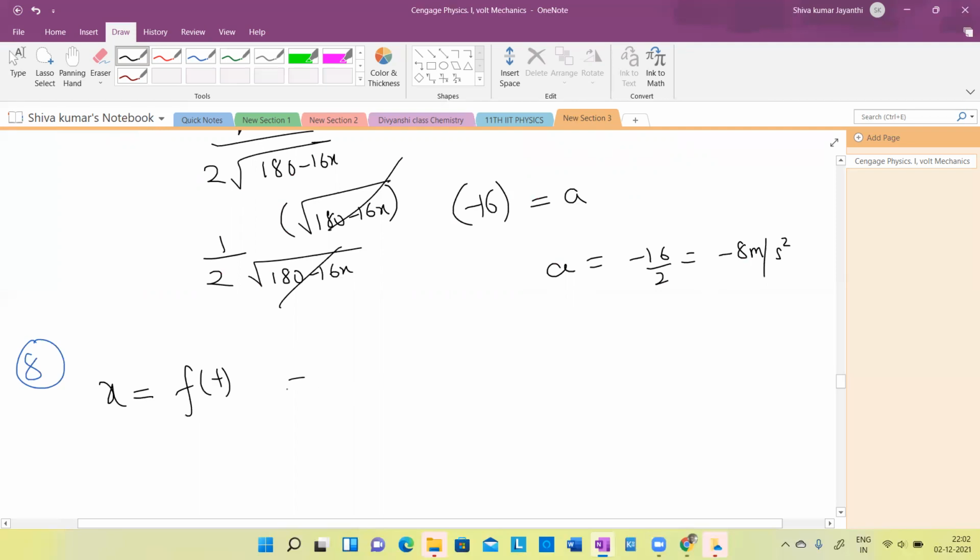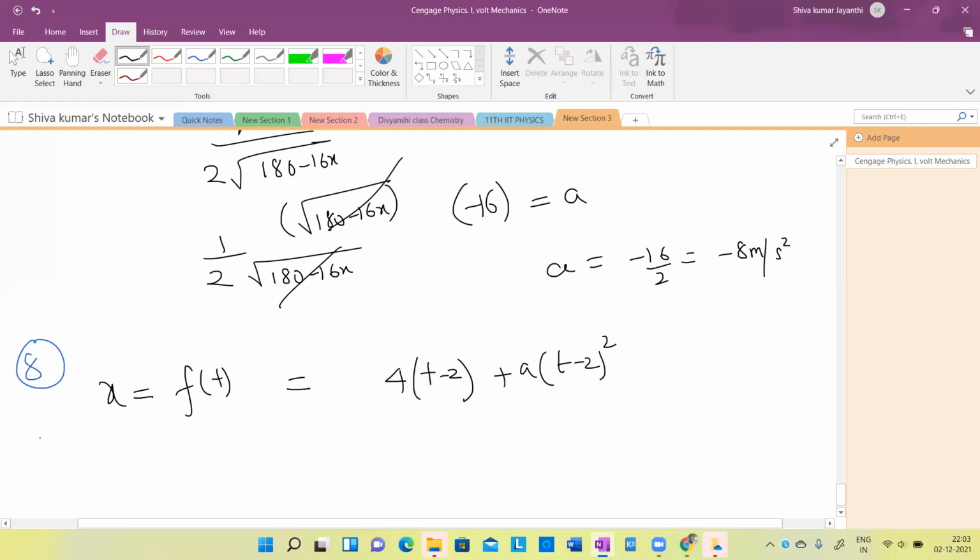So what do we do? x as a function of time is given directly: 4 into e minus 2 plus a into e minus 2 squared. Which of the following is true, they're asking. The first option: the initial velocity of the particle is 4. How do we know that?